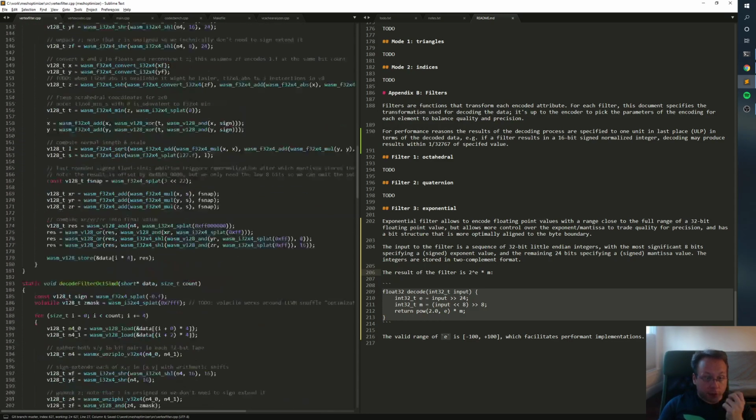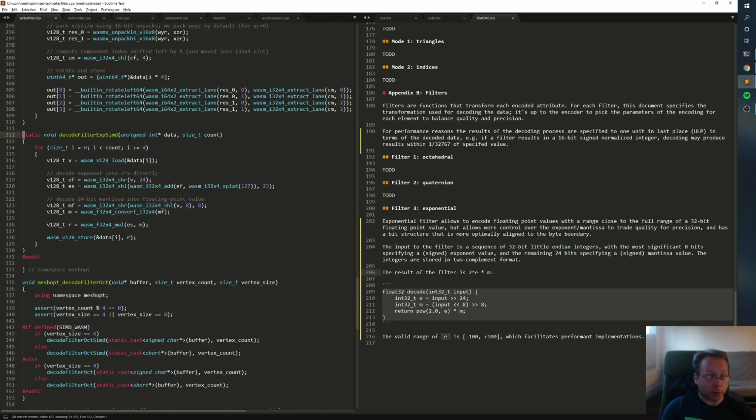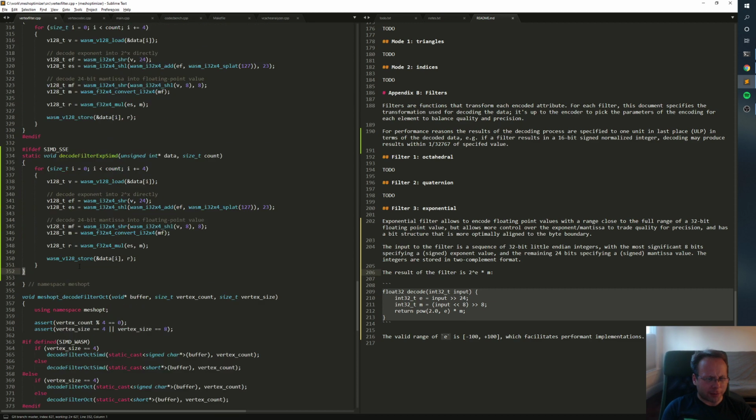All right, we'll just take our function, copy it, and then replace the intrinsics with their SSE equivalents. And I don't think for this first function we'll have to do anything else.